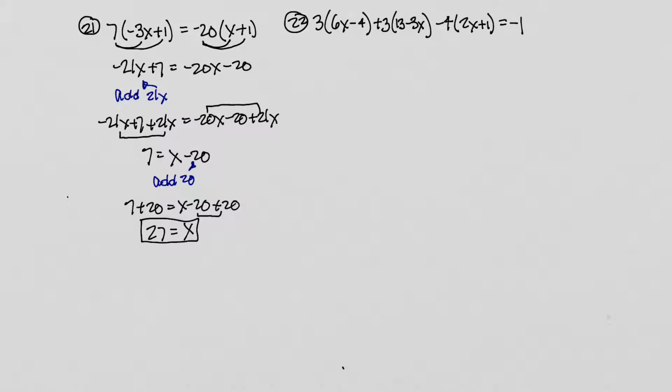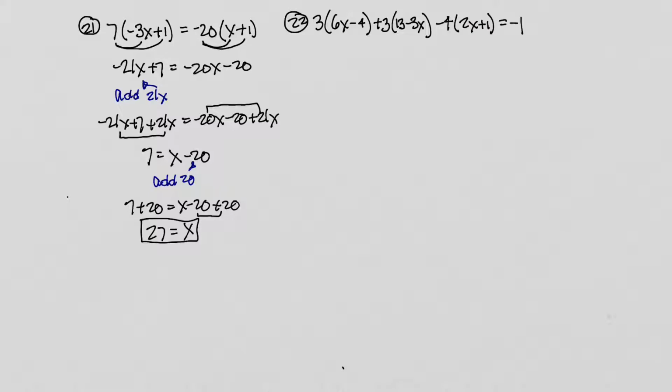Let's take a look at 22. Look at all this stuff on the left side, and it's all equal to negative 1. So why don't we clean this up over here? Let's tighten it up. Let's multiply through, right? We're going to multiply through by 3, multiply through by 3 again, and then we're going to multiply through by negative 4. So let's do that.